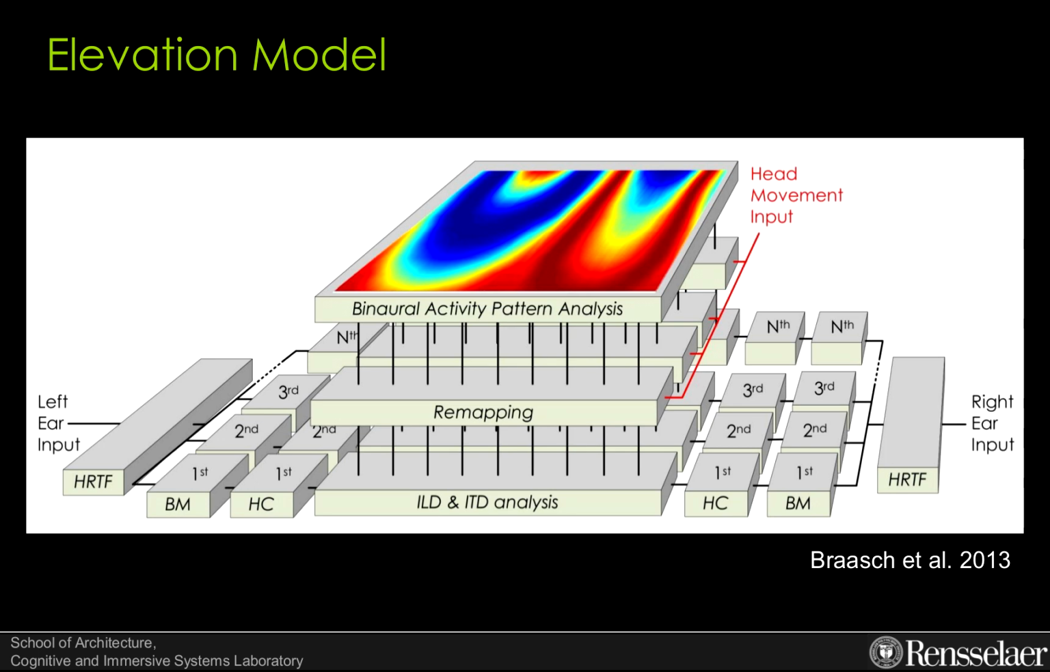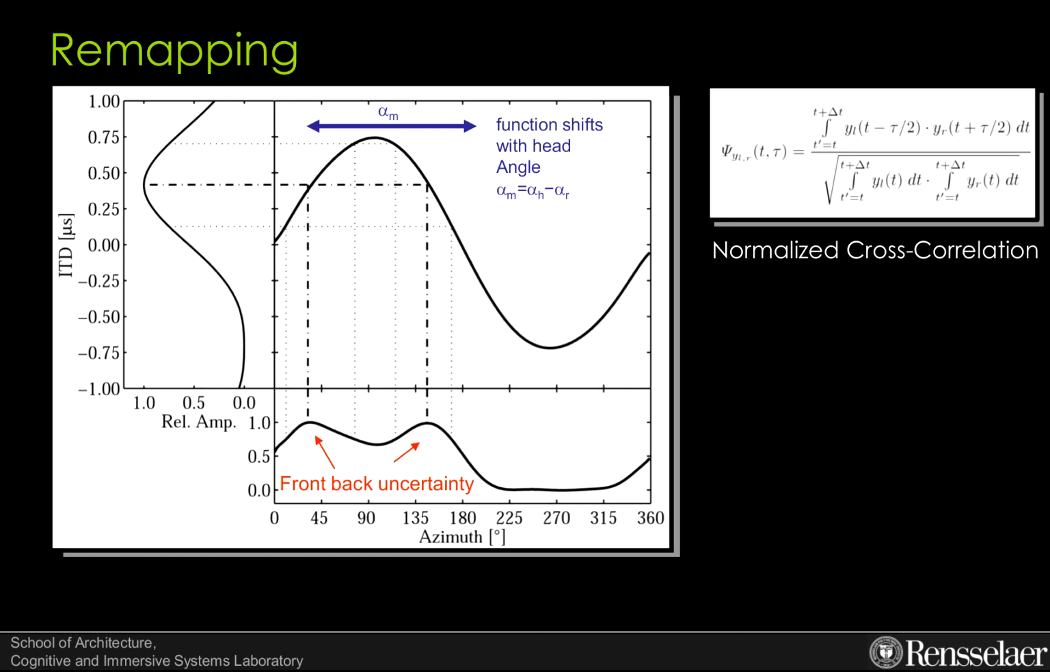Then on top, which is really important, comes the remapping function. We correlate the output of the cross-correlation model with the head movement, and then we do binaural activity pattern analysis and show the binaural activity pattern. Jens would say it's the binaural activity map, because we didn't really recognize a pattern yet. So important here is the remapping function.